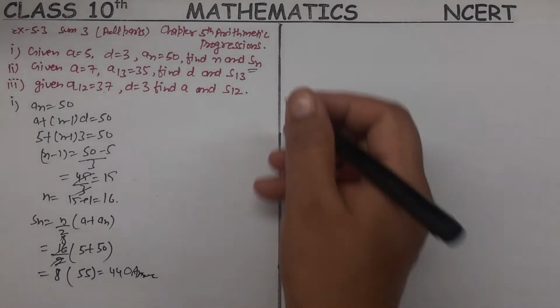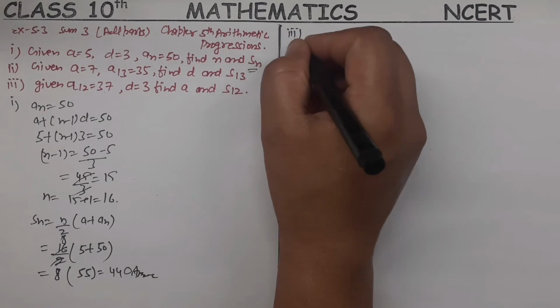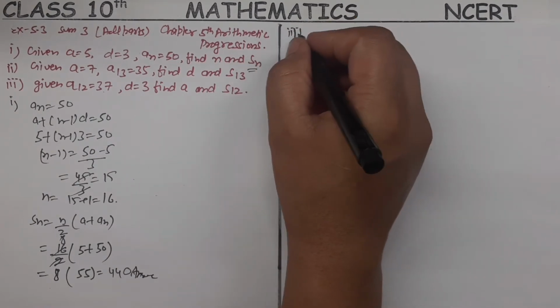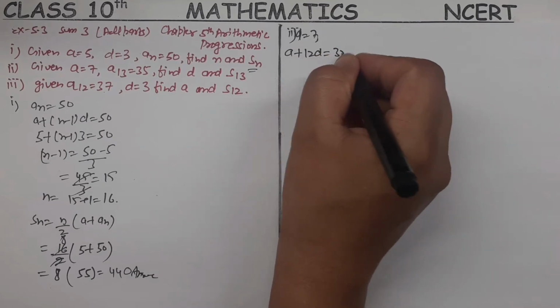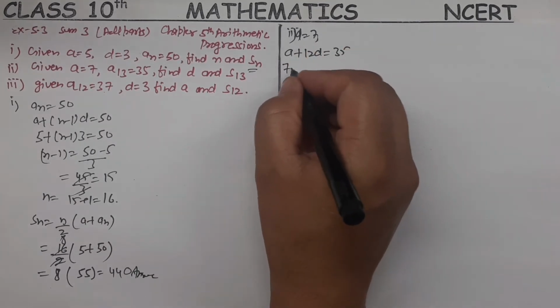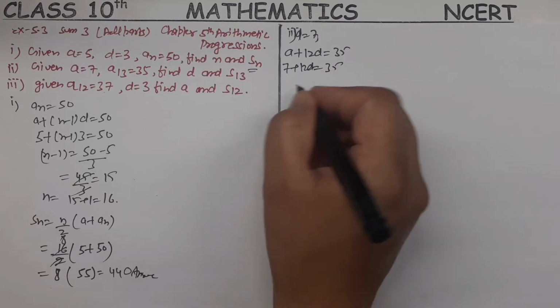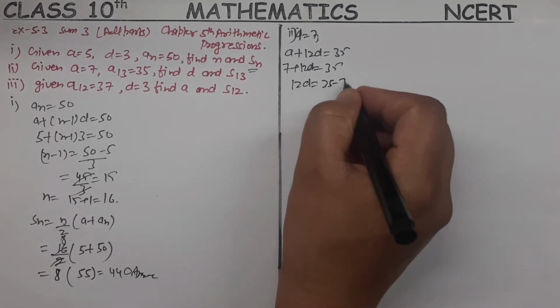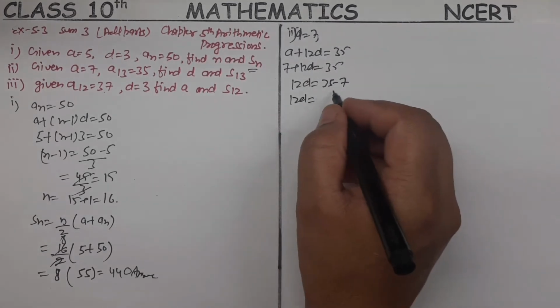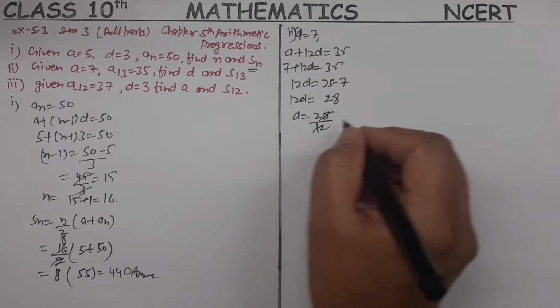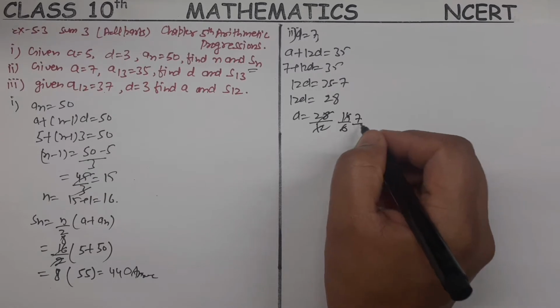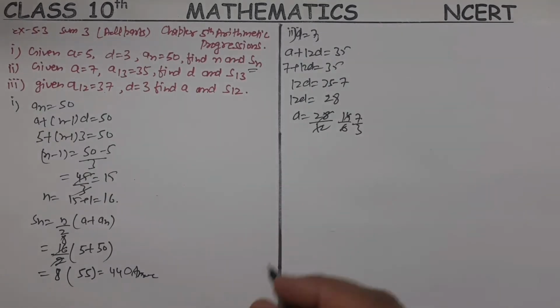Next is part third. Part second: a7, a13. We can write it as a plus 12d. Put the value of a. Now solving. Here d is 28 by 12. d is 7 by 3.